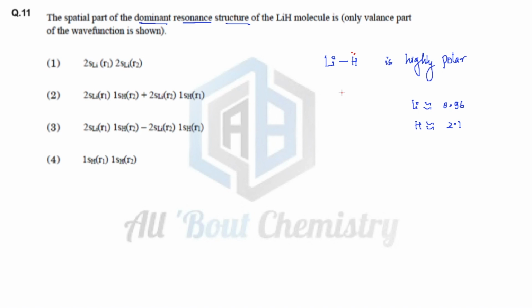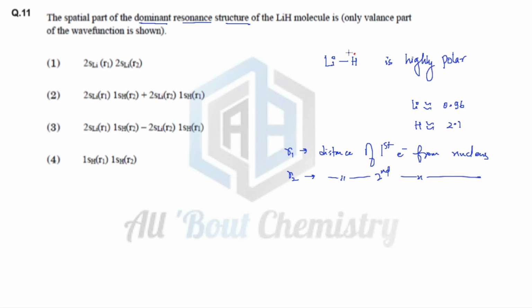This is very important to understand, right? So this is going to be the dominant resonance structure. In the dominant resonance structure, your electrons are going to stay on hydrogen because of the high electronegativity of hydrogen. Now here the terms are given to you: R1 is the distance of the first electron from the nucleus, and R2 is the distance of the second electron from the nucleus, right? So fine, if you know both the things, that means both the electrons are right now on the hydrogen atom itself.